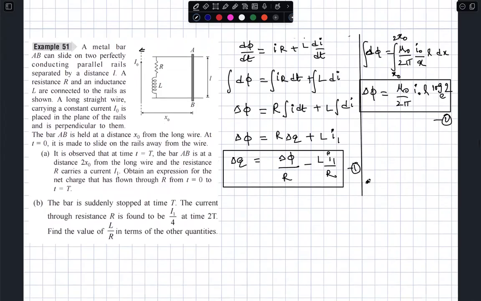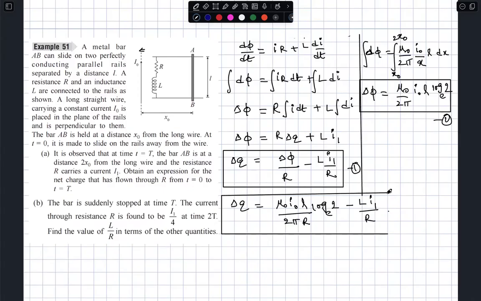Now what do you want? Use the content of equation 2 in equation 1. So delta Q is finally mu naught I naught L by 2 pi R times natural logarithm of 2 minus L I1 by R. Any doubts?